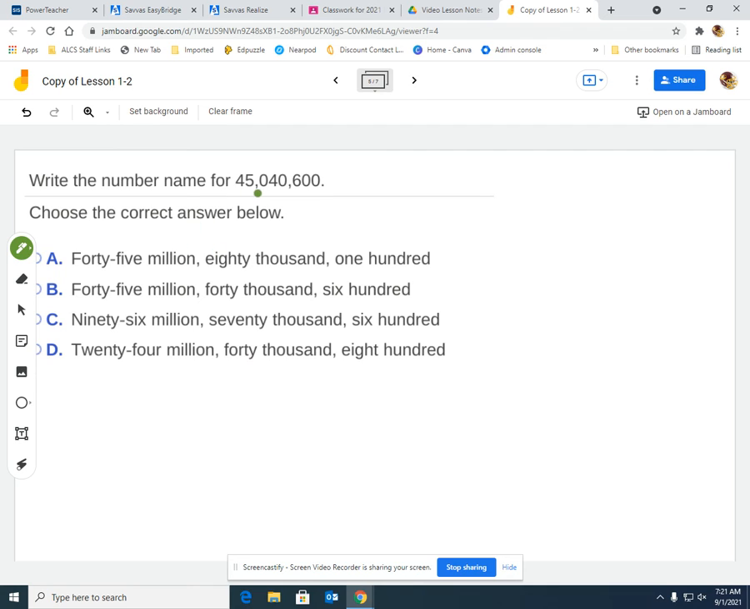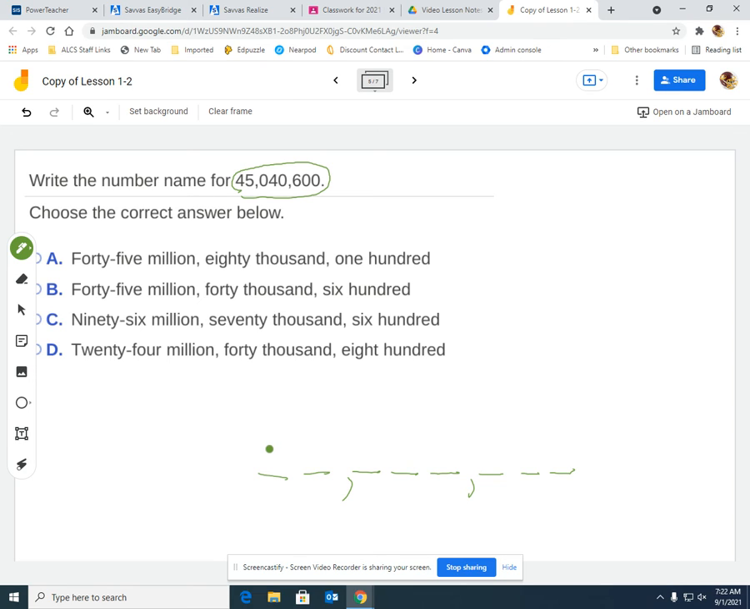So write the number name. I want to look at this big, huge number and try to figure out which of these is the right name for that number. Well, let's go back to the place value chart. Ones, tens, hundreds, thousands, 10,000s, 100,000s, millions, 10 millions. 1, 2, 3, 4, 5, 6, 7, 8. That 4 is going to be over here in the 10 millions place. So 4 10 millions is 40 million.